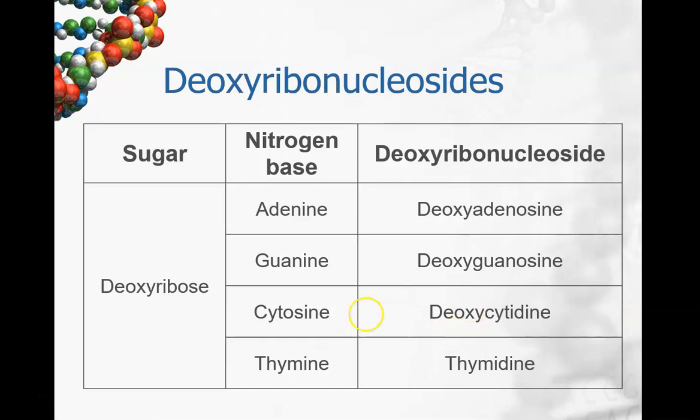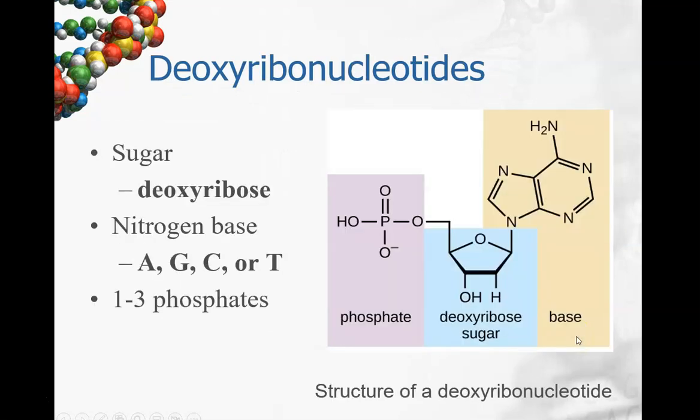So our naming system, here are our nitrogen bases, and if we have a sugar plus a nitrogen base, we have a deoxyribonucleoside. So we can have either deoxyadenosine, deoxyguanosine, deoxycytidine, and deoxythymidine. A deoxyribonucleotide means that we have a phosphate, and that oxygen actually would be an O- at physiological pH. But this shows an adenine, a deoxyribose, and 1 phosphate.